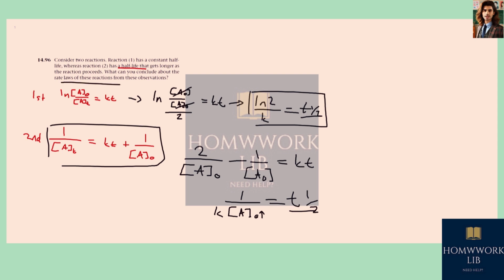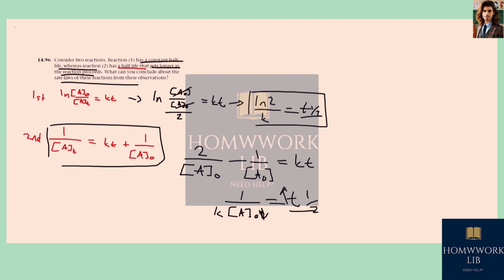So if this second reaction's half-life gets longer as the reaction proceeds, I'm decreasing this A0. If I decrease A0, the half-life gets longer.